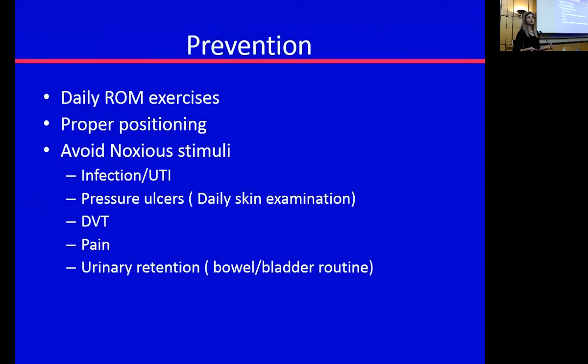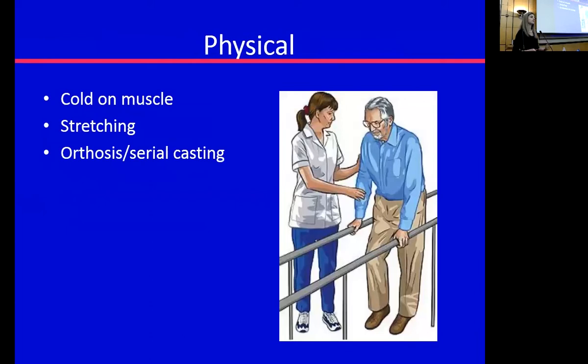So prevention is accomplished by doing daily range of motion exercises, proper positioning, and by trying to prevent noxious stimuli, because these have been shown to increase spasticity. So things like urinary or bladder retention, pressure sores, any pain, DVTs, these can all lead to an increase in spasticity.